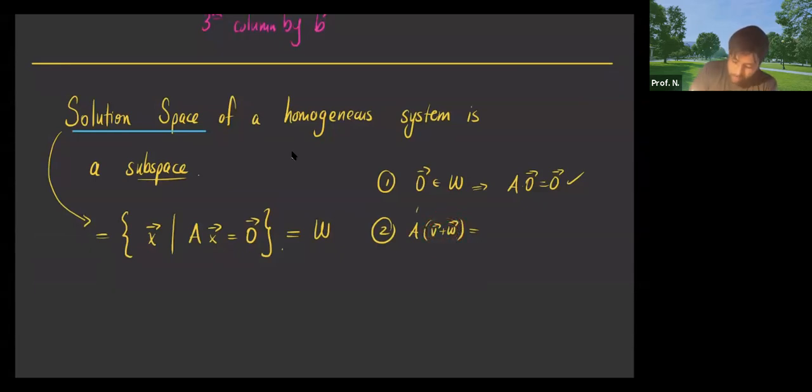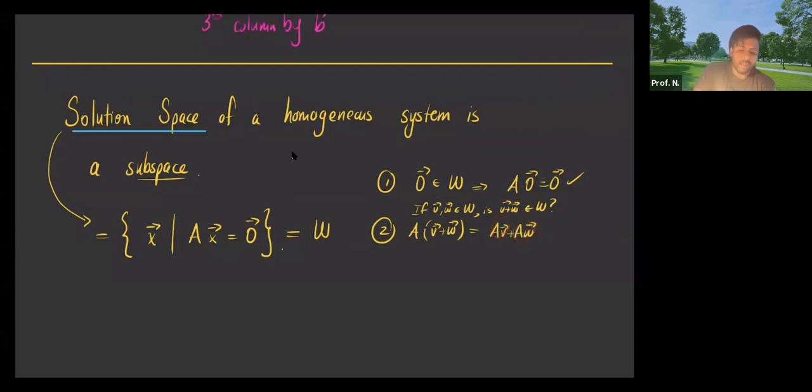So if V and W are in themselves inside W, is V plus W also in W? That's the question. And how do we know whether V plus W is in W? How do we know that V plus W is a part of the solution space? If when you multiply it by A, it gives you 0. And what we know about matrix multiplication is that it's distributive. So we get AV plus AW. But both of these, by definition, are equal to 0 because they're in W.